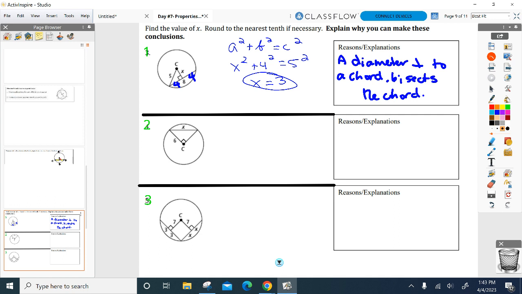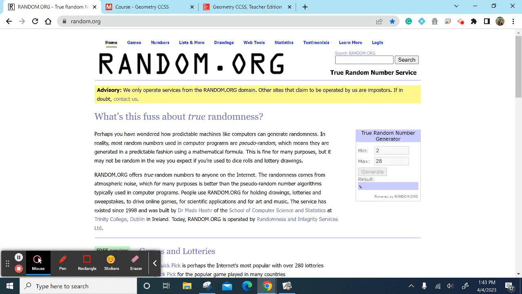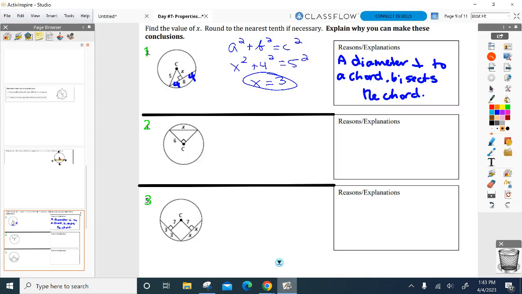Number 2, what can you tell me about my diagram? There's something else I can add. Hey, don't overlook it. You might not see anything there, but don't overlook it. What else can I add to my diagram here? Yeah, everyone always overlooks that. All the radii are congruent. So here's our, in a circle, all radii are congruent.